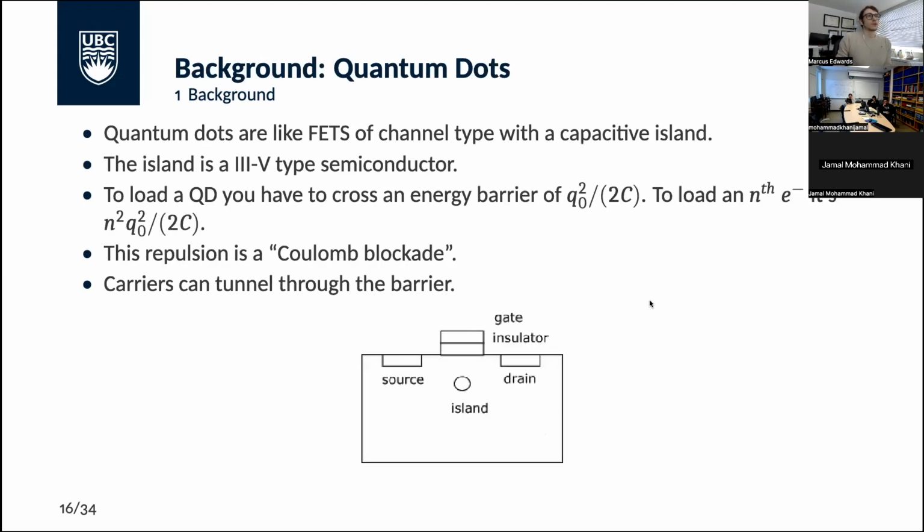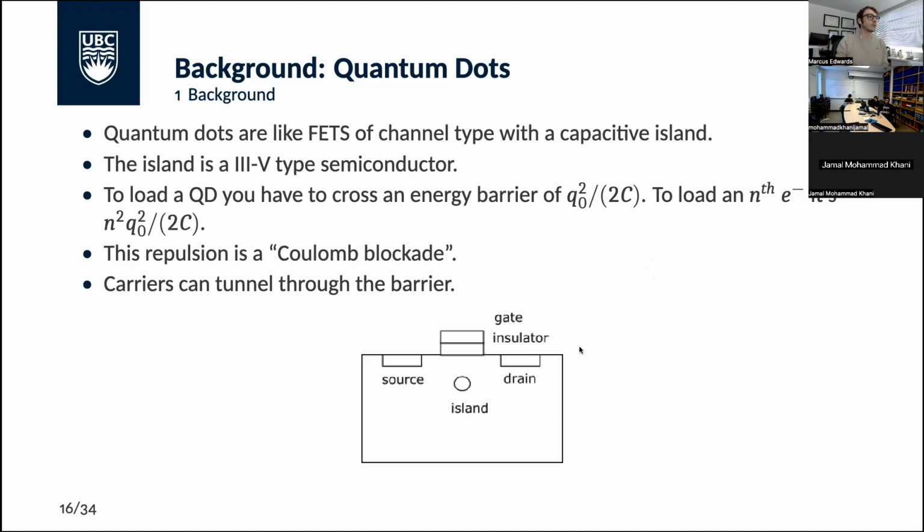Now, before I go into the material characteristics and other observations, let me just give you some background on quantum dots themselves. So quantum dots are like field effect transistors, basically of channel type with a capacitive island. And the island is a 3 to 5 type semiconductor generally, and that refers to the 3 to 5 on the periodic table. So to load a quantum dot, we basically have to cross an energy barrier, and to load the nth electron or charge carrier, it's actually scaled by n squared. And this repulsion is referred to as the Coulomb blockade. However, carriers can tunnel through this barrier.